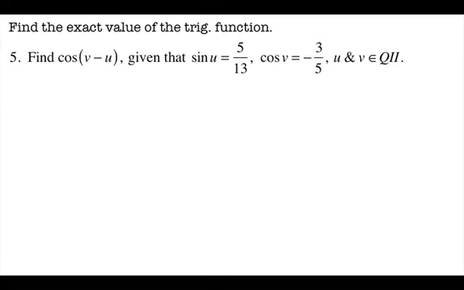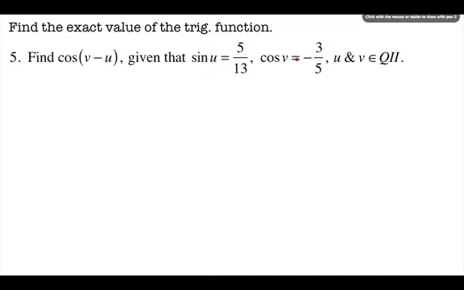This one's a little bit different. It says find the exact value of the trig function. They want you to compute cosine of u minus v. And they give you this trig ratio, sine of u, which is equal to 5 over 13, and cosine of v, which is negative 3 over 5. And they give you information about the u and the v. They're telling you that u is in the second quadrant, and so is v.